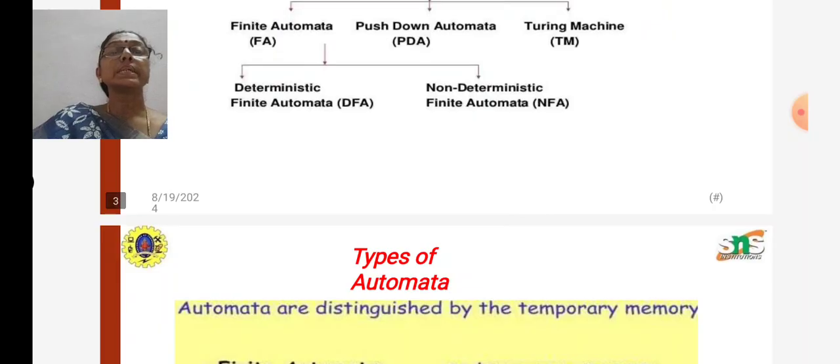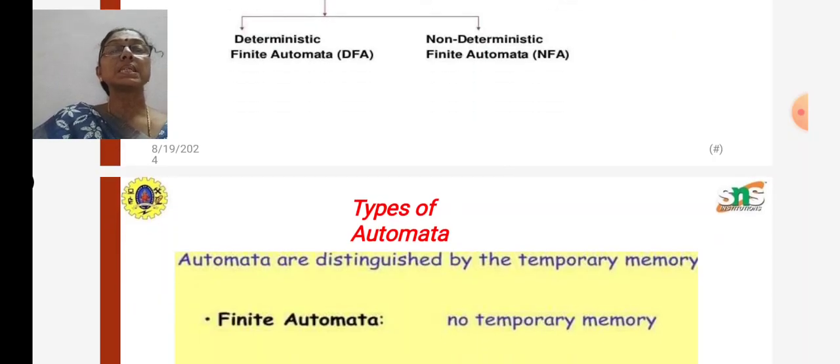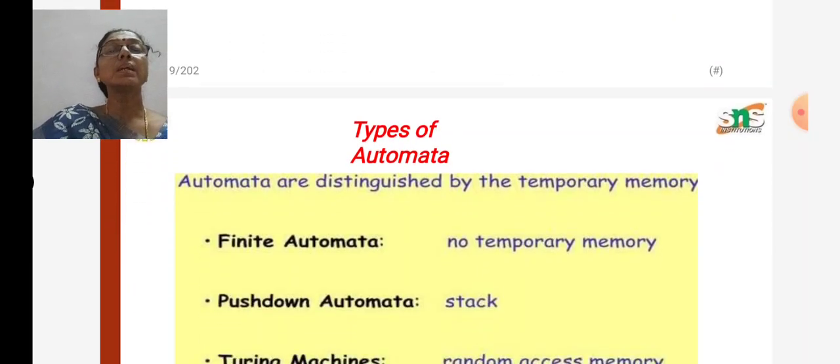The types of automata are distinguished in terms of memory. The finite automata contains no temporary memory. We get the input, process it, and pass it on to the next state as it is. So there is no need for temporary memory in the finite automata.